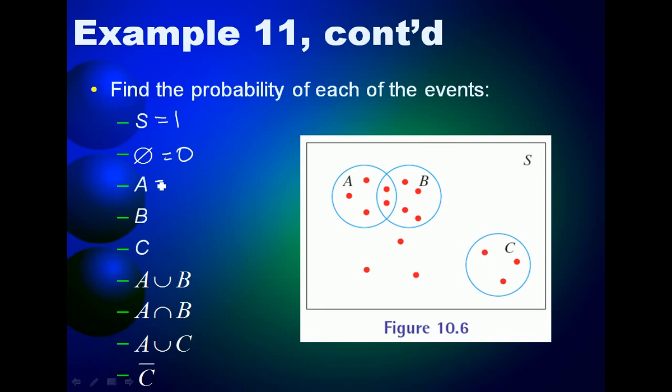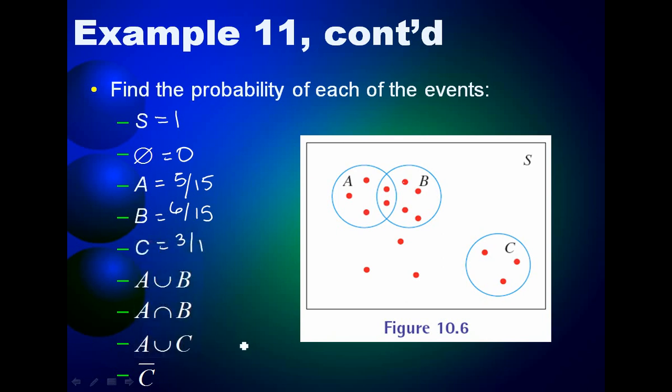What is the probability that the dot is in A? Well, there's 1, 2, 3, 4, 5 dots. And there's a total of 6, 7, 8, 9, 10, 11, 12, 13, 14, 15. So 5 out of 15. B, 1, 2, 3, 4, 5, 6 out of 15. C, 3 out of 15.